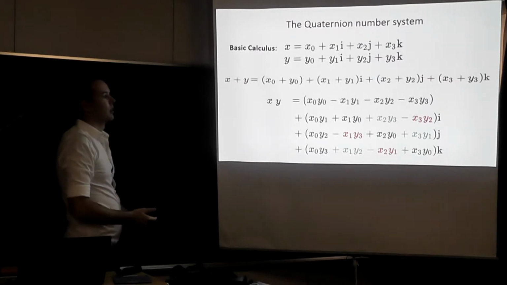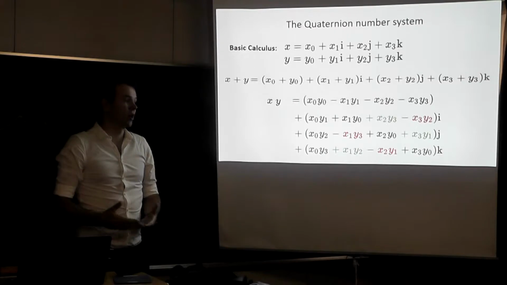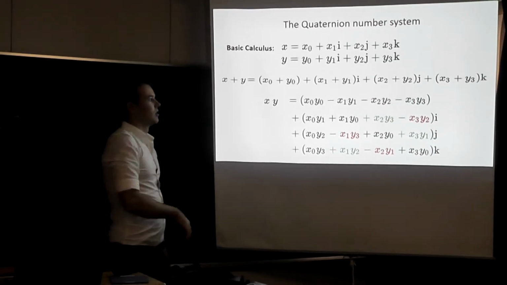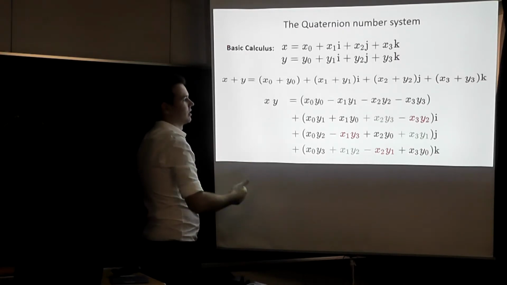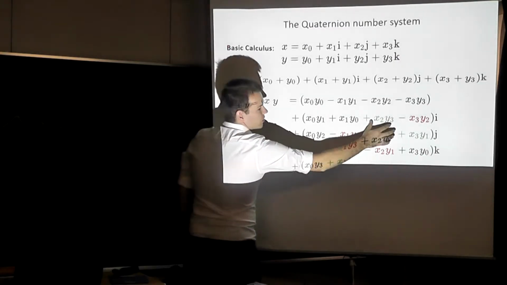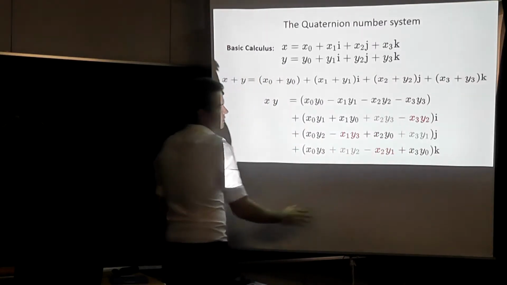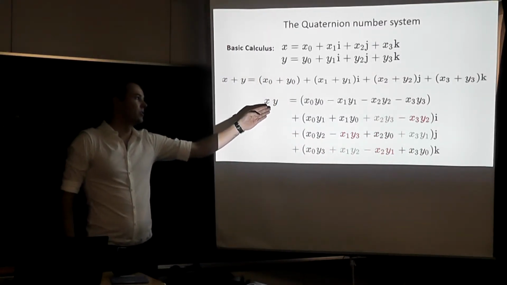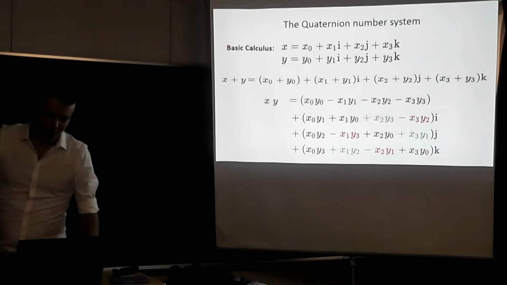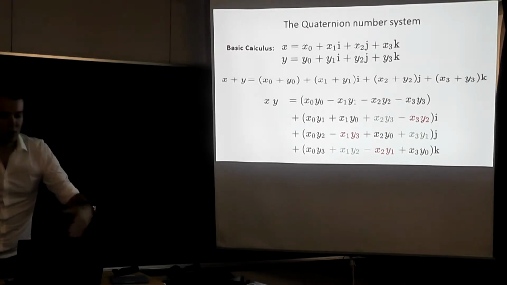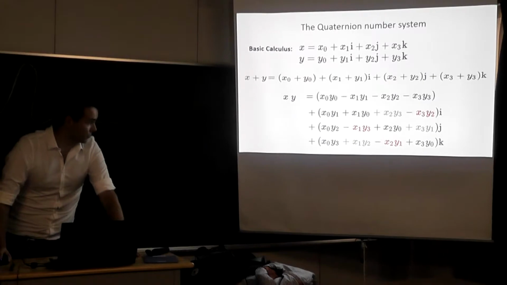And this is where you have to be careful, because the quaternion number system, or algebra, is not commutative. That means x times y in general is another thing than y times x, because you have these different signs here. So it matters in which order you multiply the numbers. We also have to take care of this when we define the quaternion Fourier transformation later.